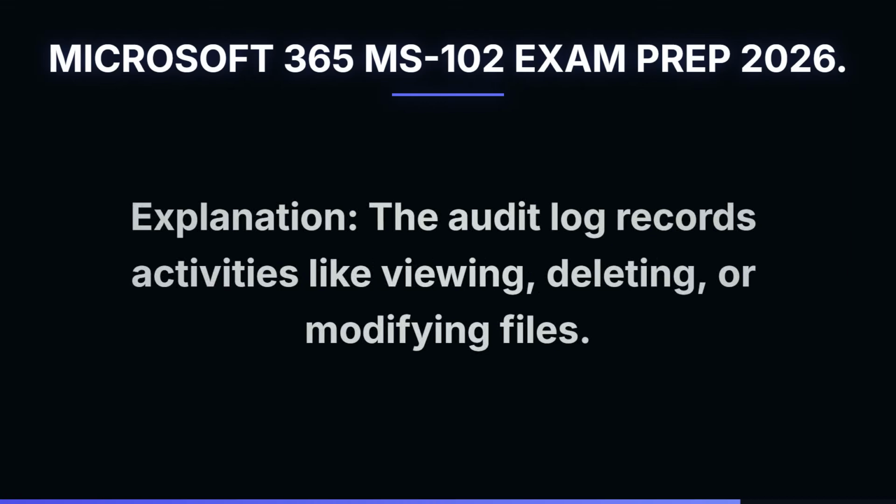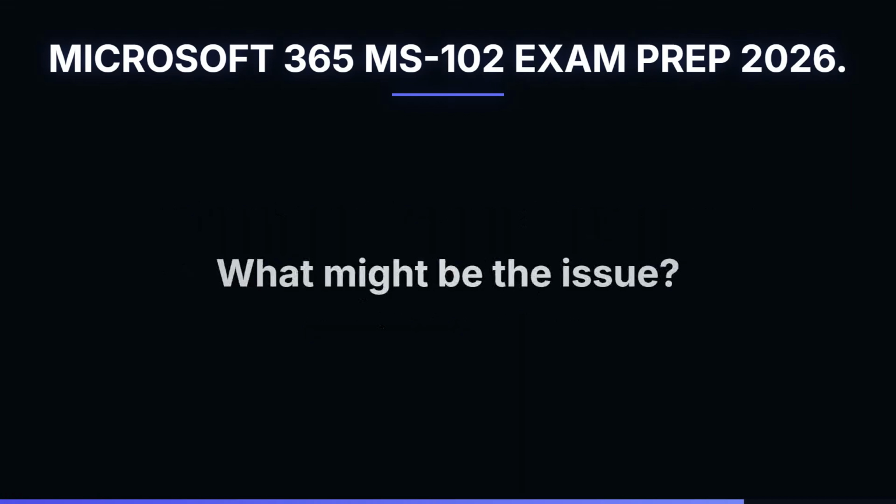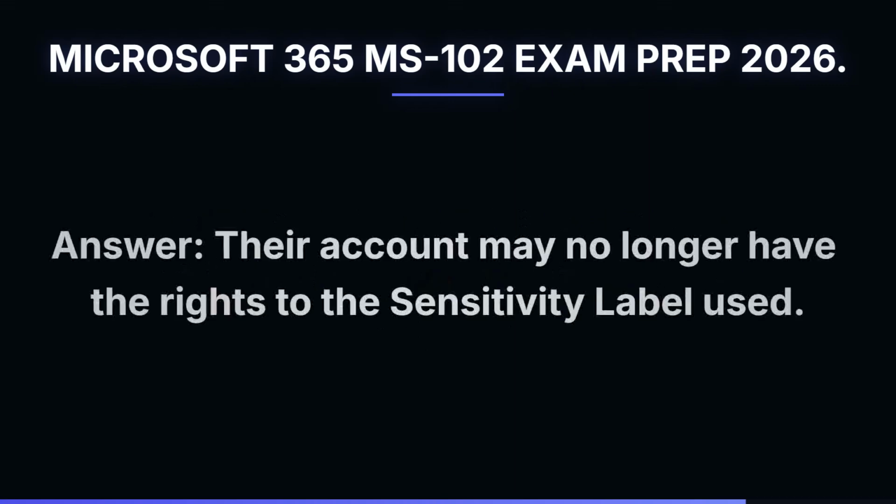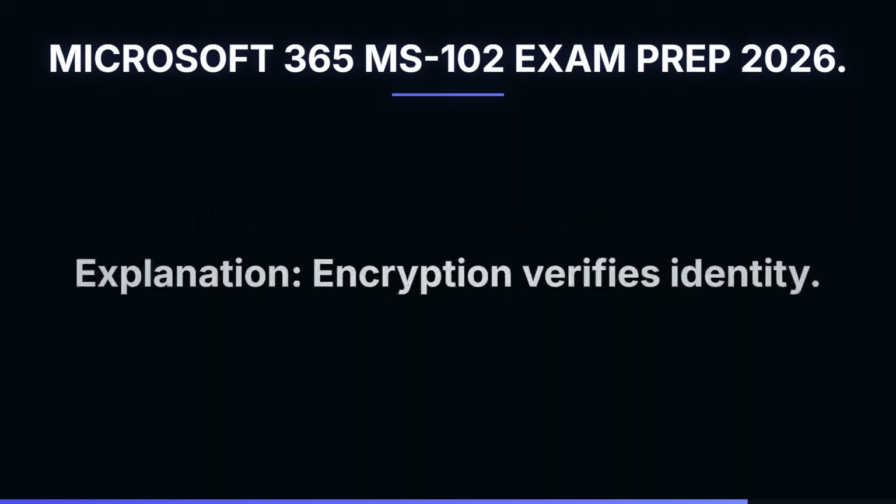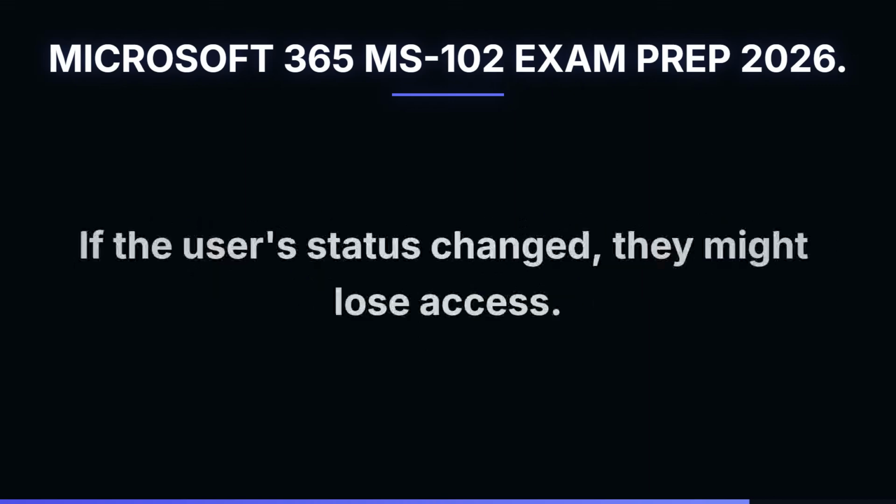Q14. A user complains they cannot open an old email because it is encrypted. What might be the issue? Answer: their account may no longer have the rights to the sensitivity label used. Explanation: encryption verifies identity. If the user's status changed, they might lose access.